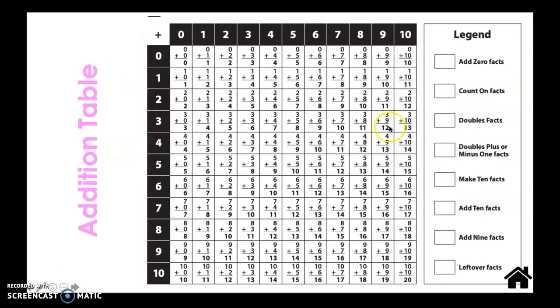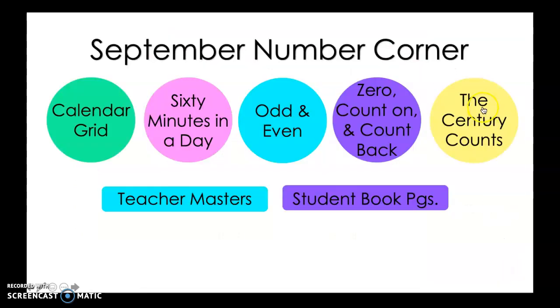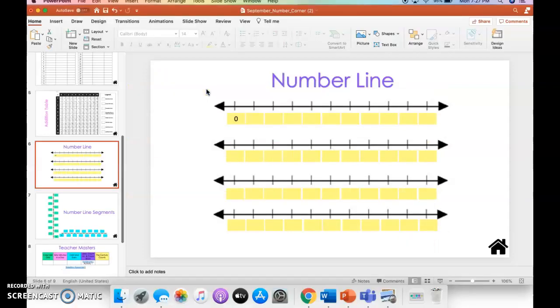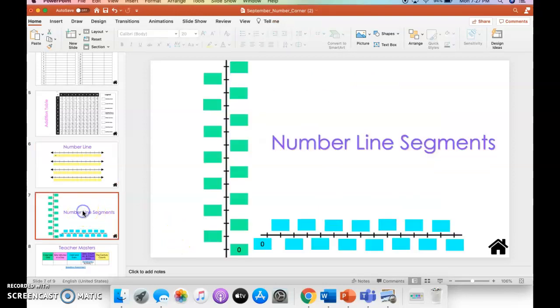Here is the math facts chart, which we use. Then you can go back home, the century counts. This is for your number line, and you can type them in. If you just click on the yellow boxes, type in 10, and it's there, and it's great. And then also I have the number line segments for the horizontal and vertical ones as well.